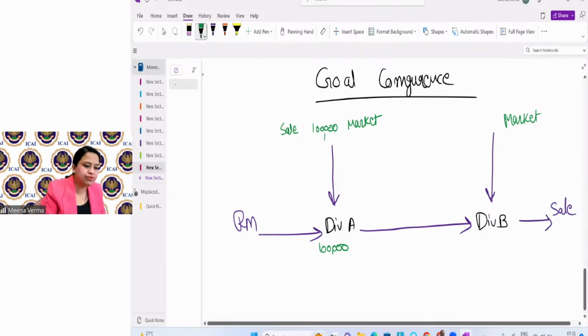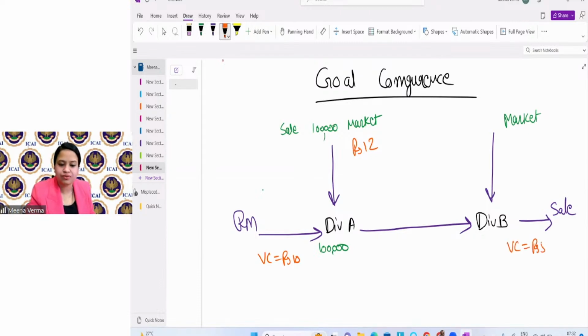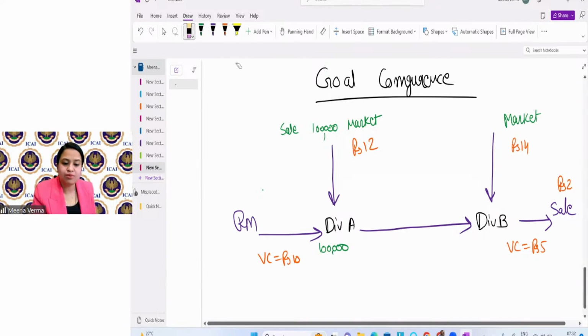So, for example, the variable cost in this division is rupees 10, and they are capable of selling the entire unit in the market for rupees 12. Now, what is happening? The additional variable cost that you are incurring here is rupees 5. You can buy the same product from the outside market for rupees 14. I'm just assuming the figure, right? And you can sell the product for rupees 20. The same figure I have considered, which was given in the question. I'm just trying to help you understand the meaning of goal congruence.